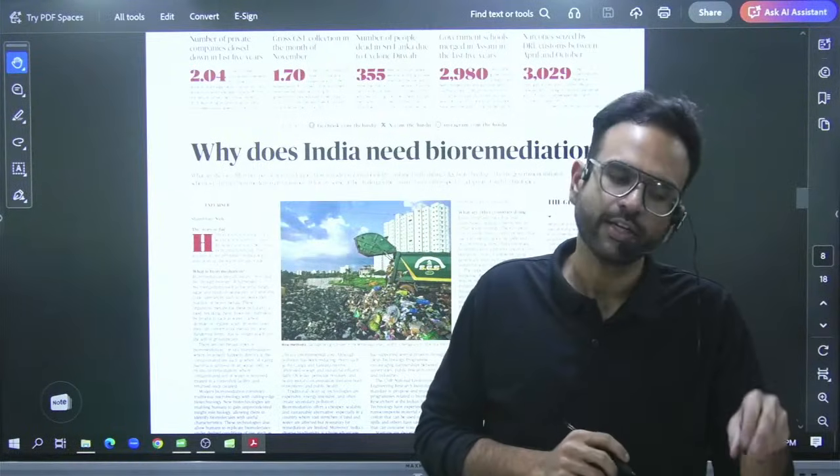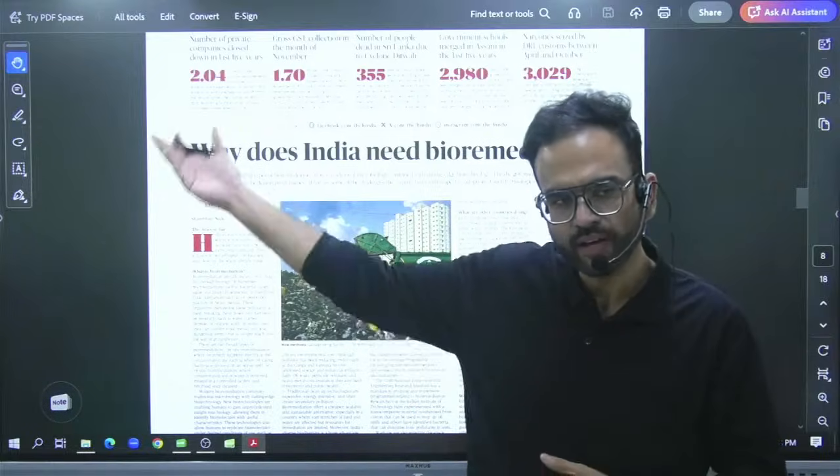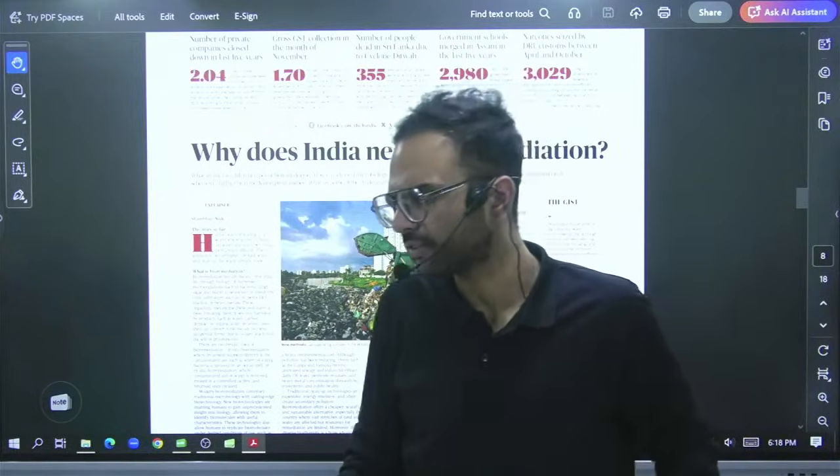That is in situ, on the site itself. But if you're transporting all of that waste to somewhere else, that is ex situ remediation. This is something that is taught in the basic classes.